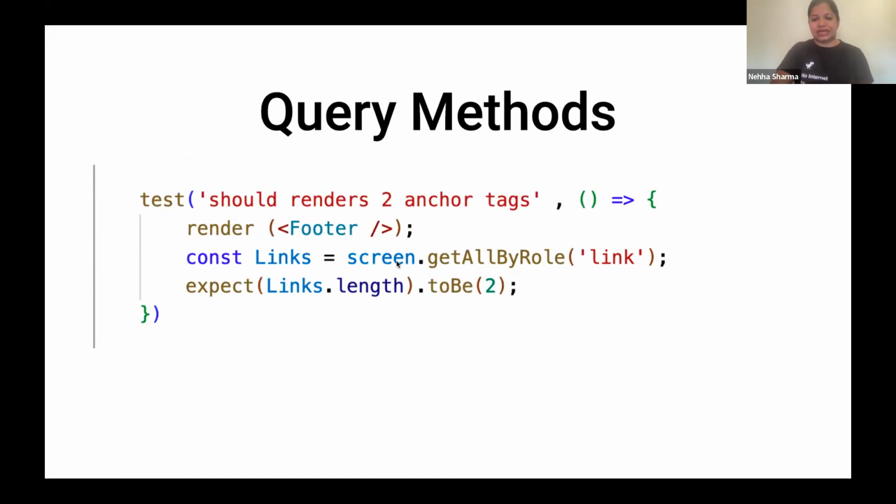Now here on this slide, you will see getAllByRole. What I am doing here is, I know I will be having multiple links. So that's why I am trying to access all of the links. If I know that there won't be multiple, then I will not be using all. I will be using getByRole. This is the most important thing in query methods. And once you start writing the test cases, you will get used to where to use getAll and where to use just getBy.